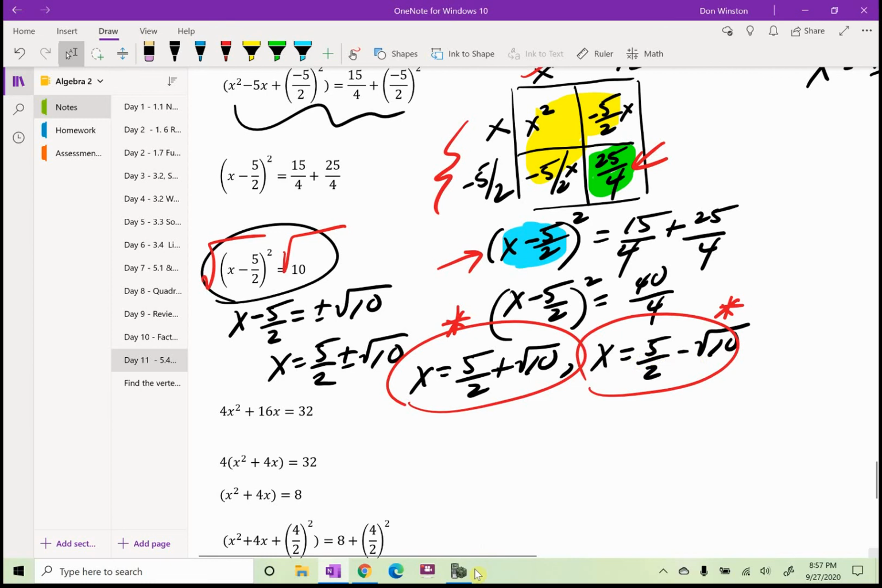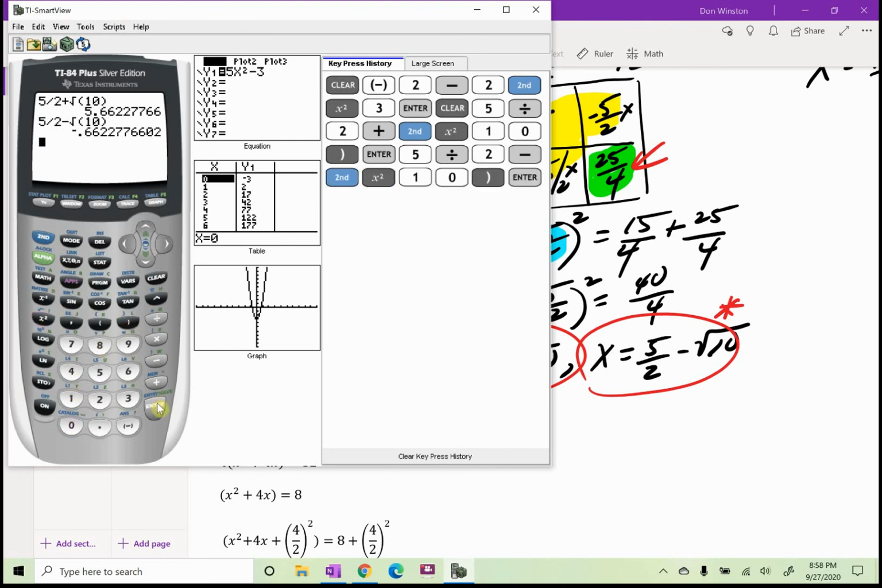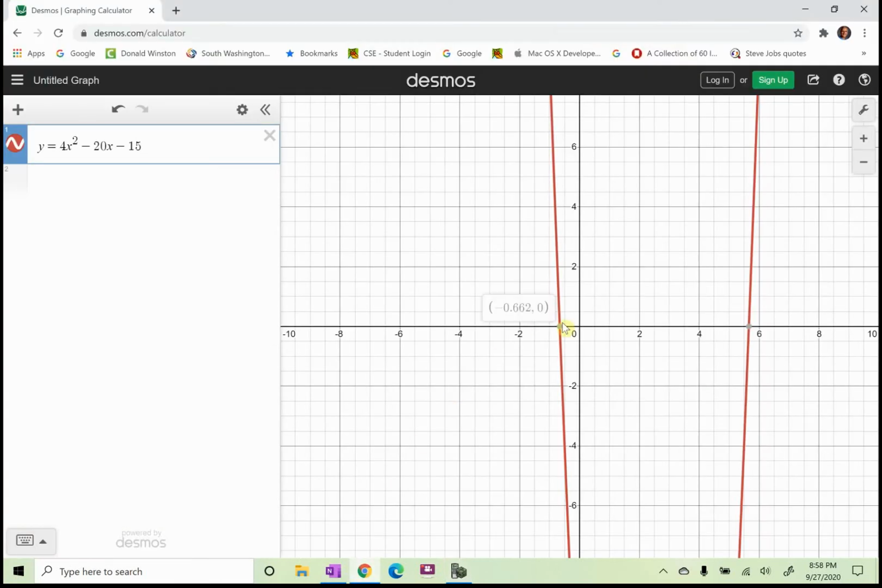5/2 minus root 10. So if I go 5 divided by 2 minus, I have to go second x squared minus root 10. And negative 0.662. So there it is. All right, see, it works.